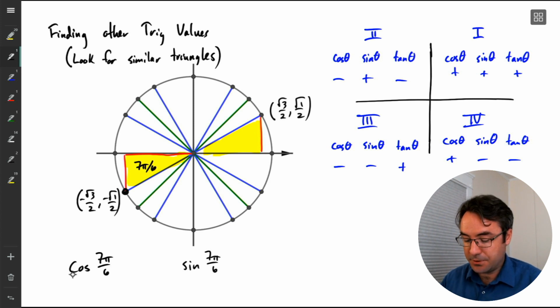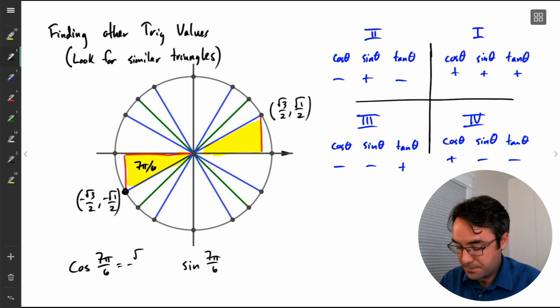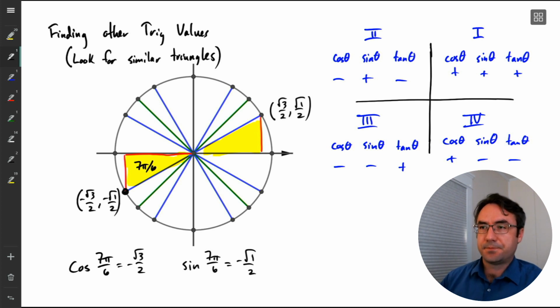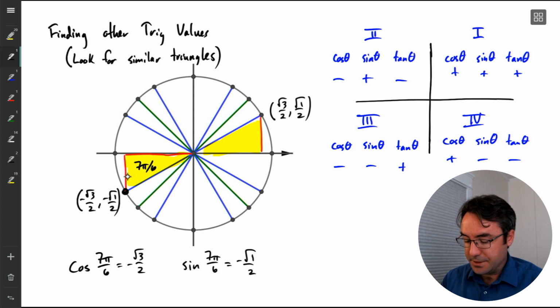So that means cosine of 7 pi over 6 is negative square root 3 over 2. And sine is negative square root 1 over 2. All right, so we can play this game for other points as well.